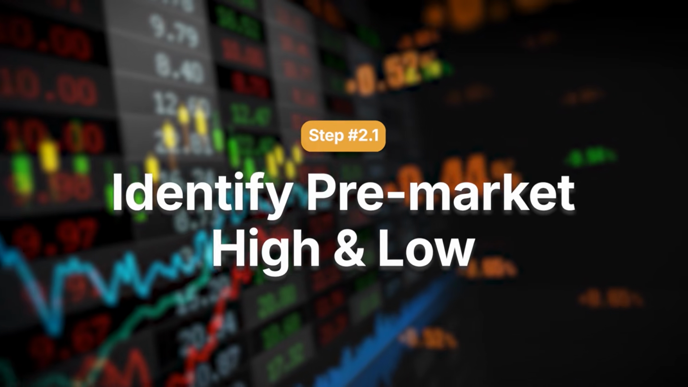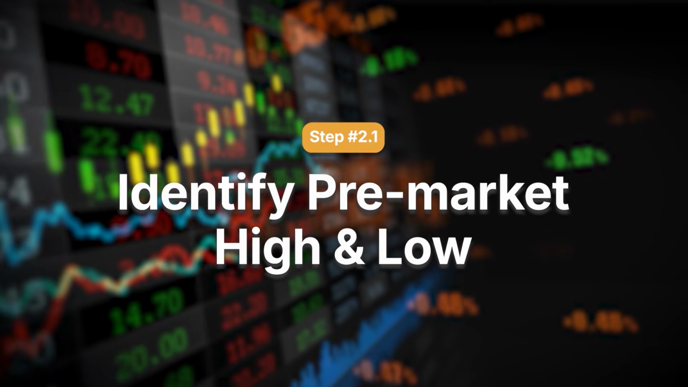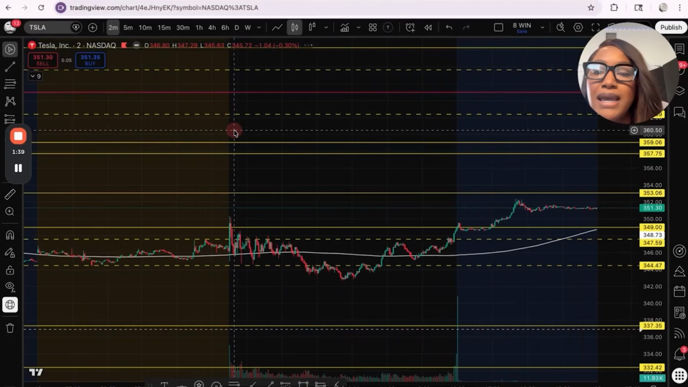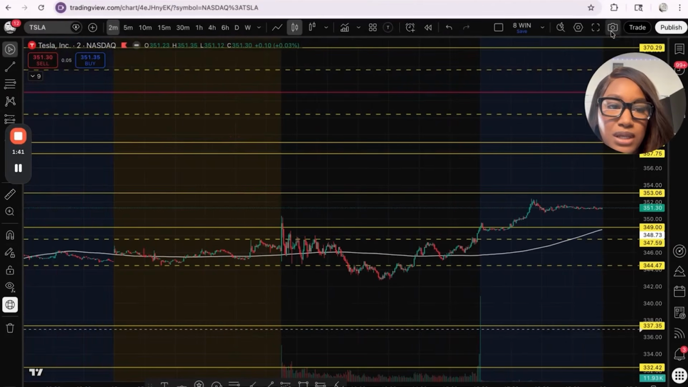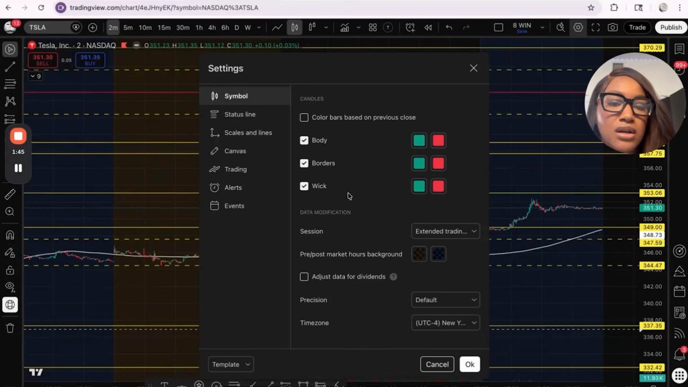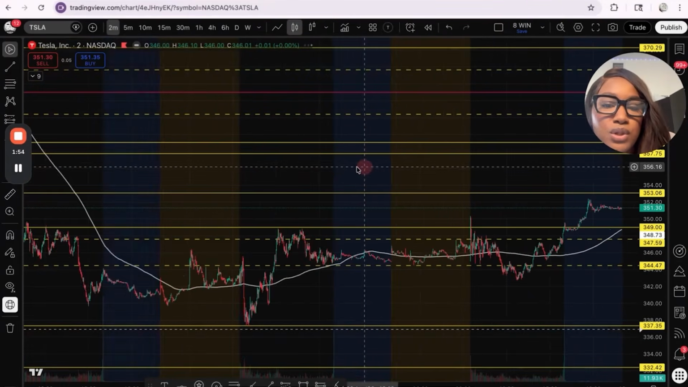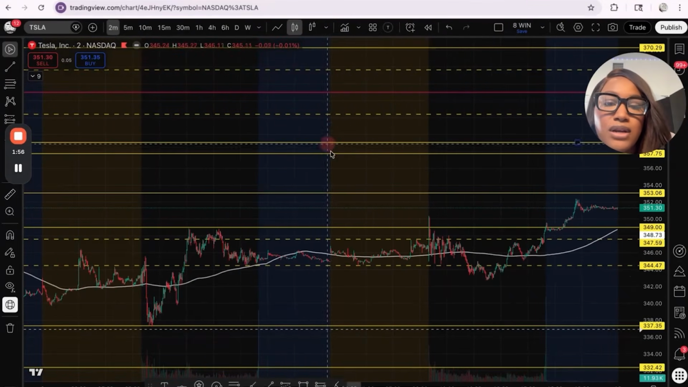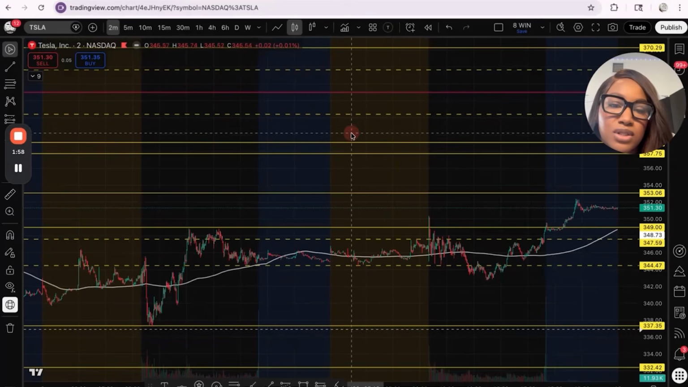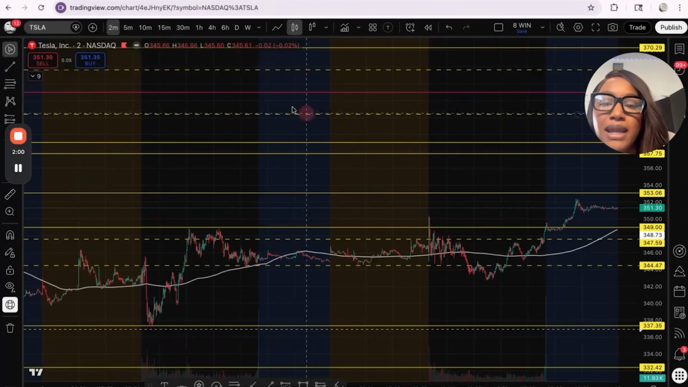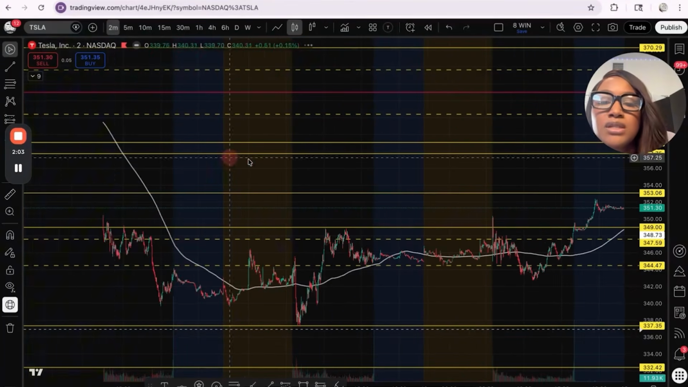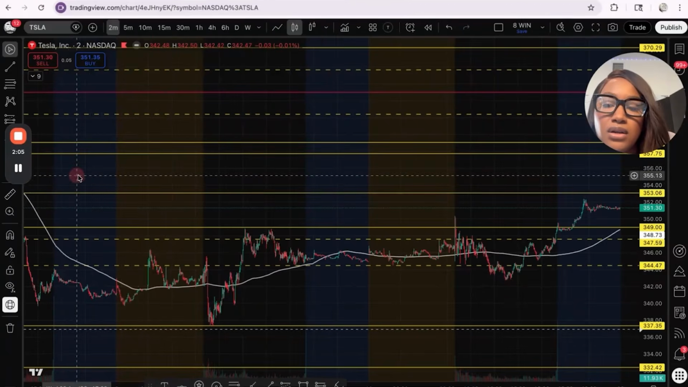Step 2, what you want to do is you want to identify your pre-market high and pre-market low. A quick way to make sure that you are able to do that on your tradingview.com, go to the settings section here and make sure that you have the session on extended time and not regular trading time. What that does, when you switch your account to have that setting, you're able to get the pre-market data, which is this orange area, post-market, and intraday data. Okay, because previously you would just have intraday data on your chart.